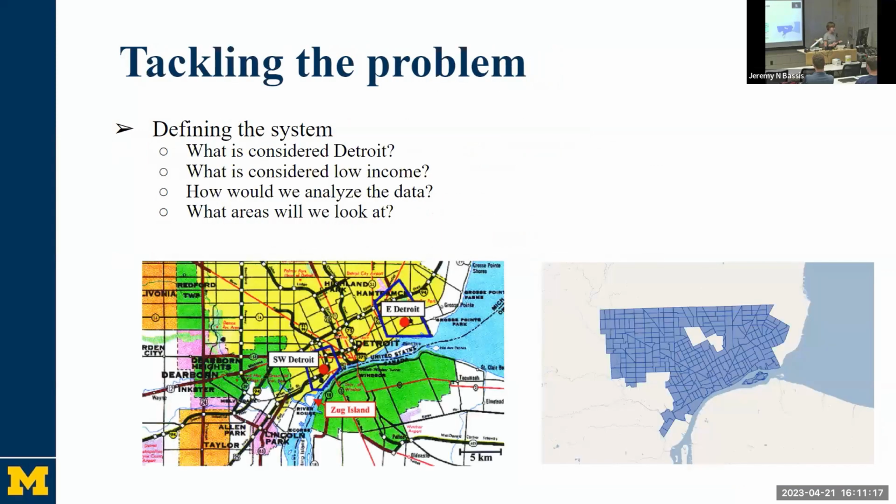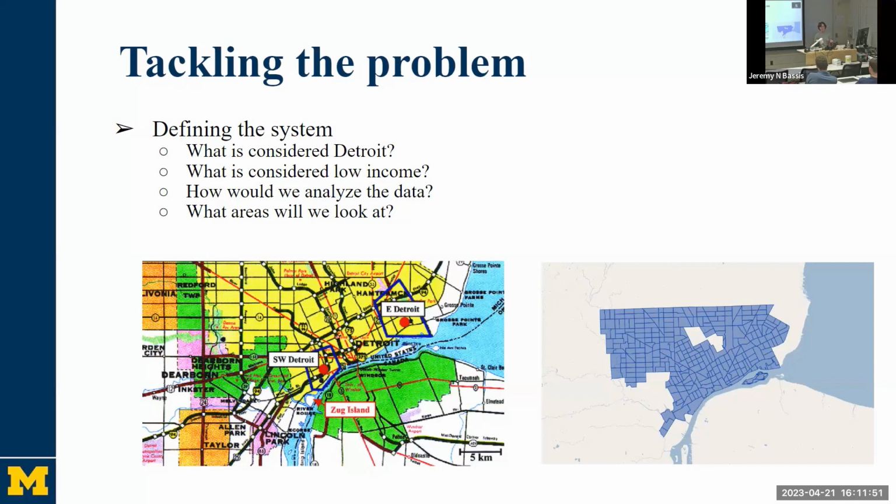To start the project, I had to define the system, define what I was looking at. What is Detroit? I decided to look at the city rather than the metropolitan area. It gets really hazy: what is metropolitan Detroit if you try to do that? So I looked at just the city. The city released something, I think in 2019, that identified low income as about $50,000. So I used that as my basis. Since the city released that, we just ran with that.